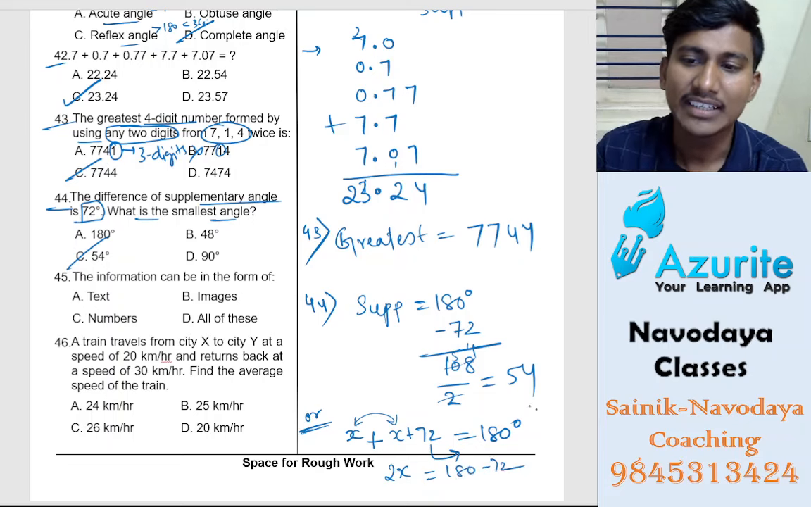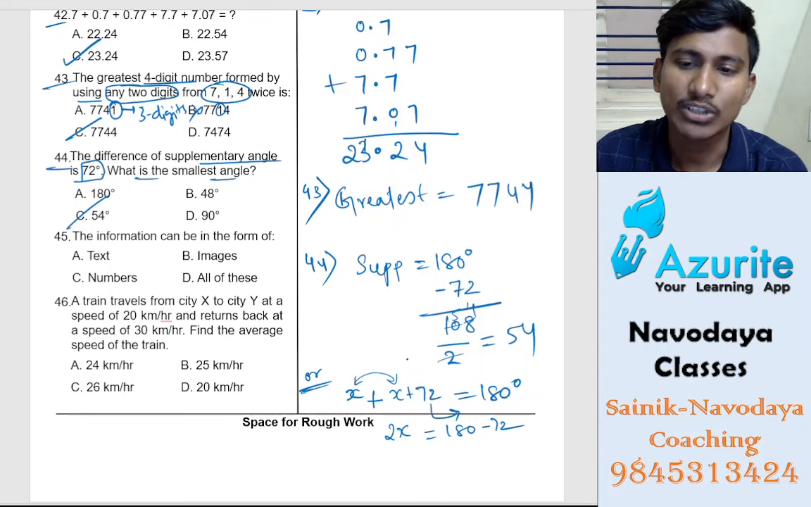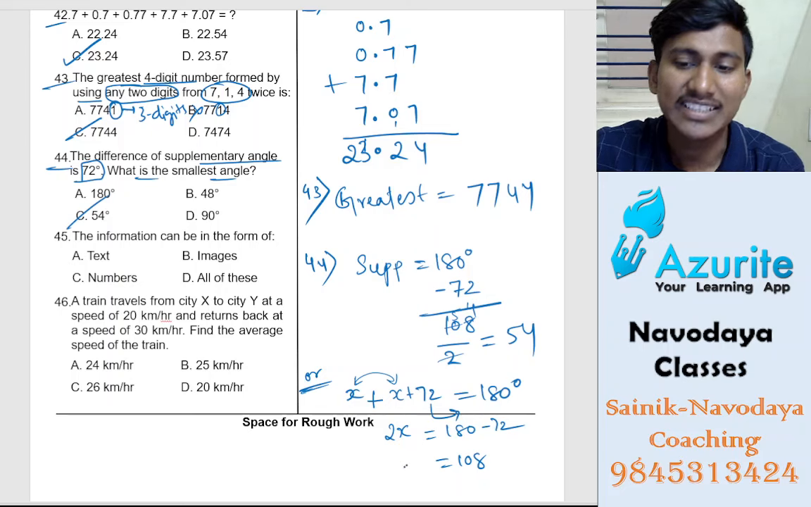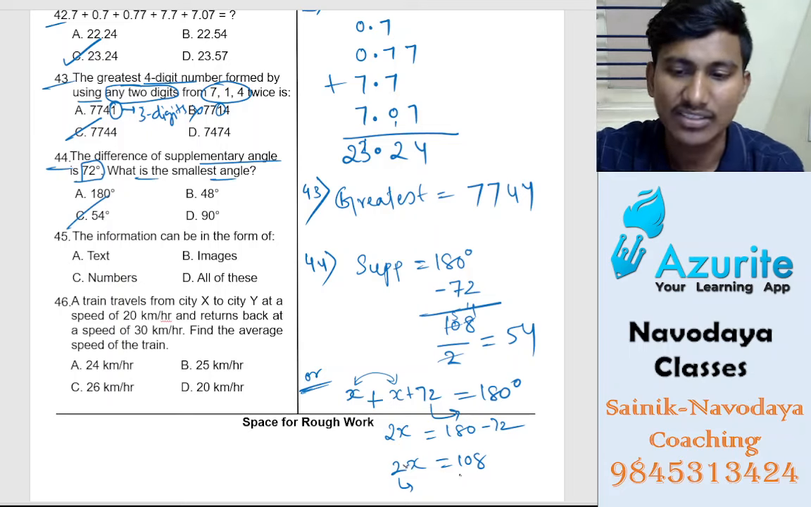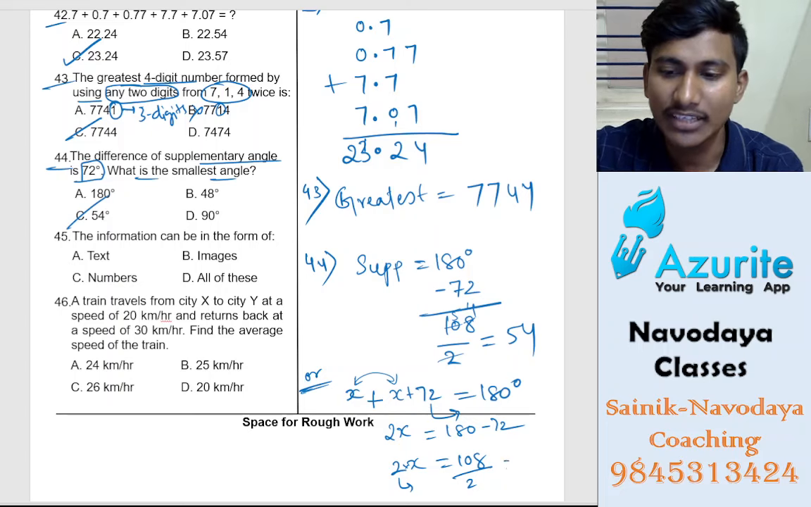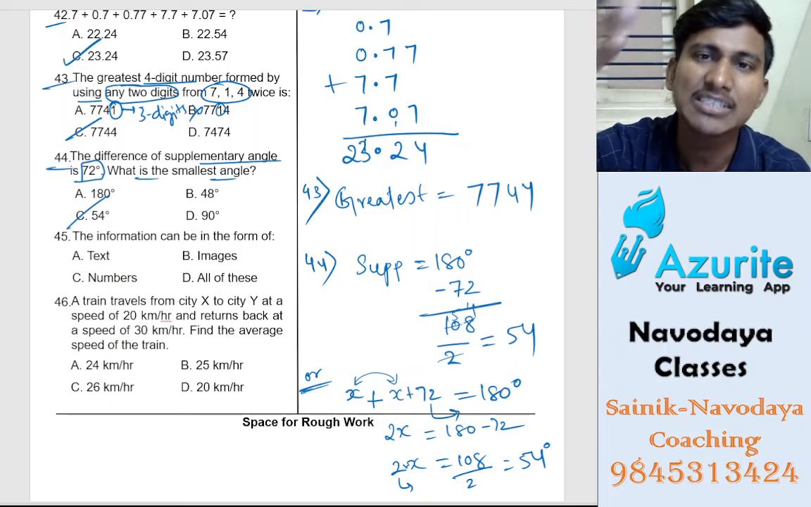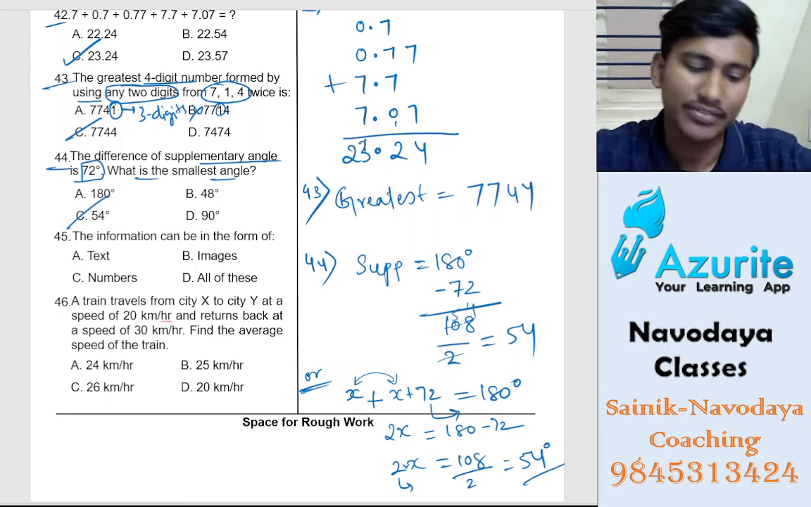That's what we did here directly, right? So 180 minus 72 is 108, and 2x is there. If you take the 2 to the other side, it will divide. We know 2x means 2 into x. If you divide, you will get the answer 54, the smaller angle. If they ask for the bigger one, we have to add the difference 72. Okay, understand, the smaller is 54.